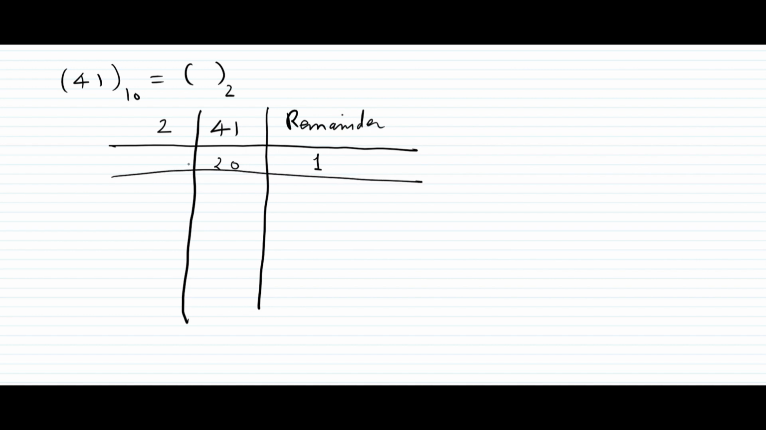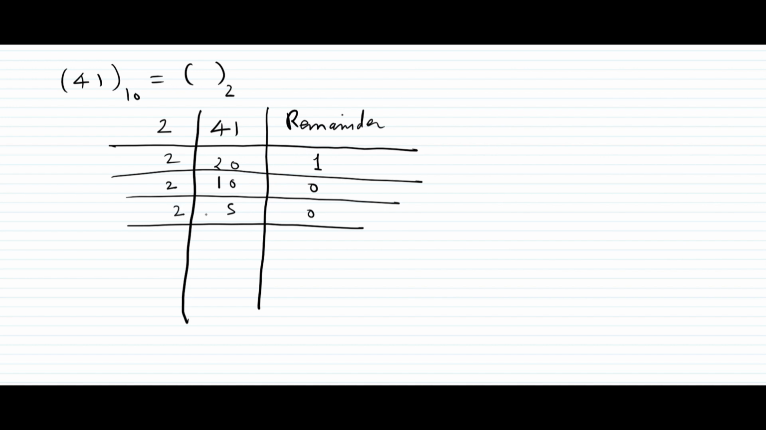Again I can divide this 20 by 2. Quotient will be 10, remainder will be 0. Again I will divide by 2, and I will keep on dividing until my quotient is 0. Again the quotient is 5, remainder is 0. See, 2 into 20 plus 1 is 41. 2 into 10 plus 0 is 20.